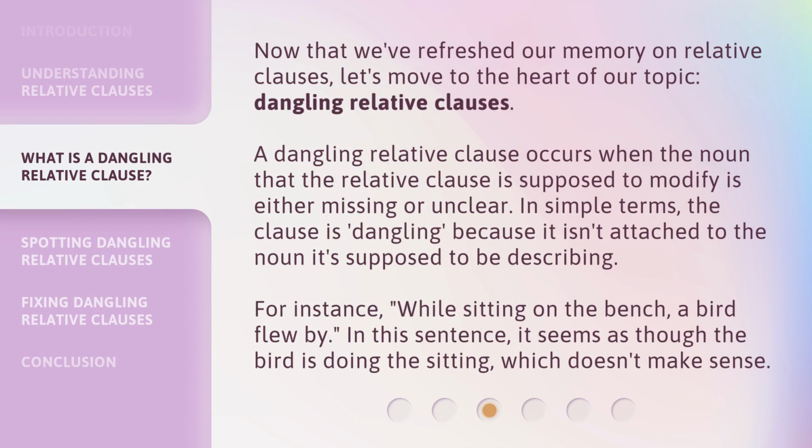Now that we've refreshed our memory on relative clauses, let's move to the heart of our topic: dangling relative clauses. A dangling relative clause occurs when the noun that the relative clause is supposed to modify is either missing or unclear. In simple terms, the clause is dangling because it isn't attached to the noun it's supposed to be describing. For instance, while sitting on the bench, a bird flew by. In this sentence, it seems as though the bird is doing the sitting, which doesn't make sense.